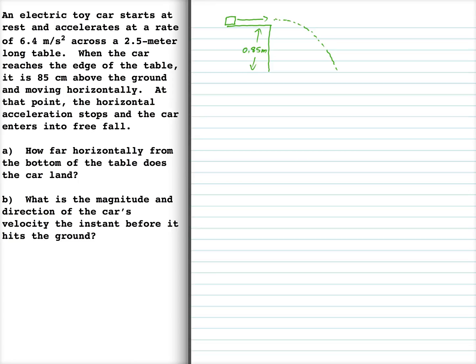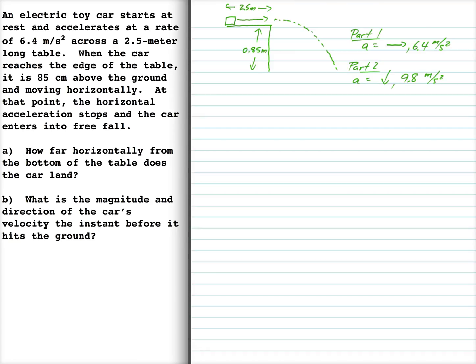We know that the table is 2.5 meters long, and the acceleration along the table is 6.4 meters per second squared. Now, we have our equations of motion for constant acceleration, but there's two different accelerations in this problem, right? In part 1, the acceleration is to the right, and it has a magnitude of 6.4 meters per second squared. And then in part 2, it's in free fall, and so the acceleration is directly down with a magnitude of 9.8 meters per second squared.